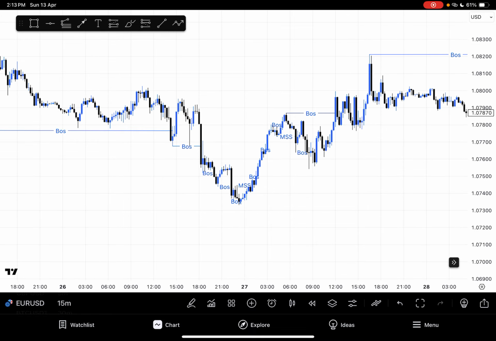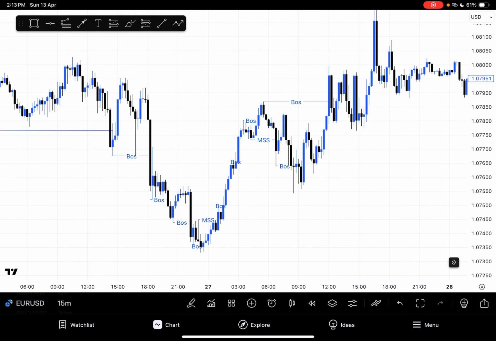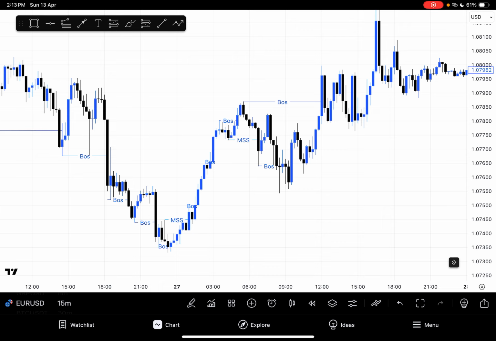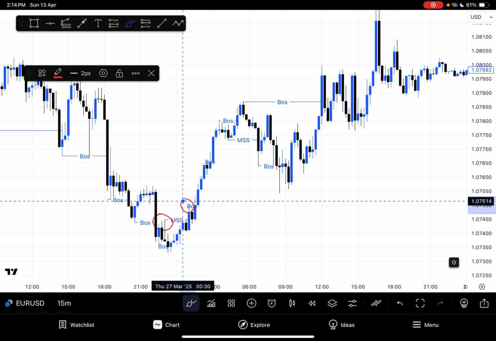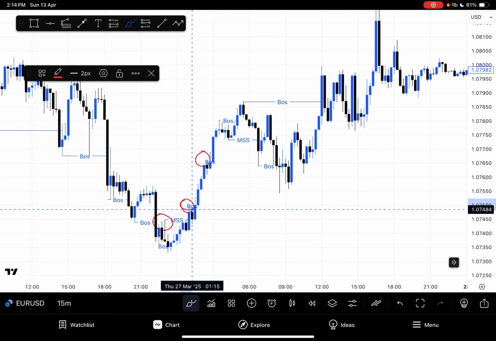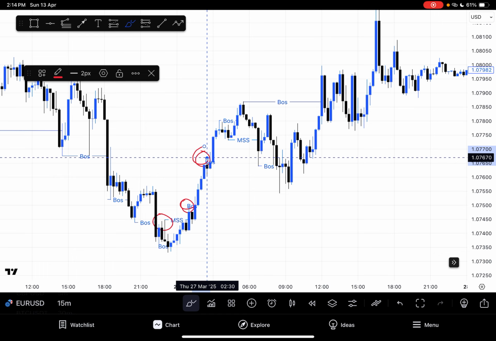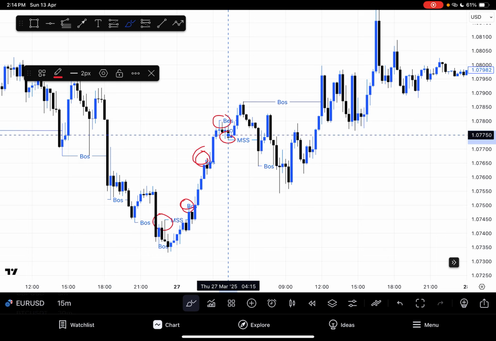Even on lower time frames, you can clearly see this. After this market structure shift, you see the first break of structure here, very tiny. First break of structure, second break of structure, meaning this is the first pullback, second pullback, then this is the third pullback. Immediately after the third pullback, price did a market structure shift.